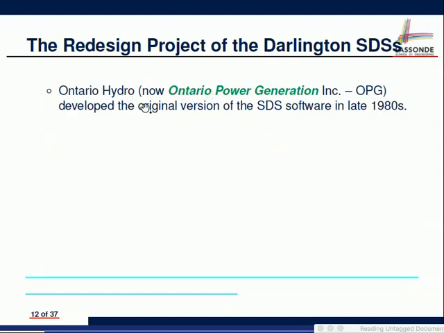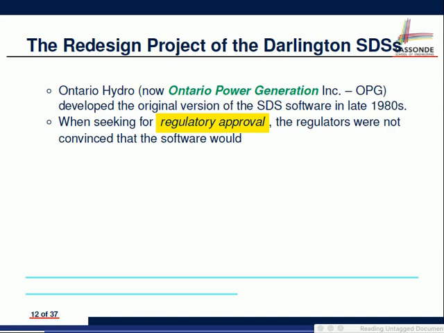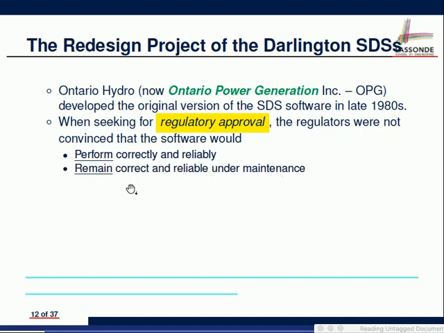Okay, so now just a little bit of history. The original shutdown system was done in the late 1980s, maybe even before you were born, I guess. For regulatory approval, they challenged the engineers with the following question: how can you be sure that your system, the shutdown system, is going to perform correctly and reliably? And also, how can you remain correct and reliable when you maintain it or have any future extension? At that time, their implementation was done, I believe, in Fortran. It's a very old language. I haven't used that myself, but maybe some of you have seen it.